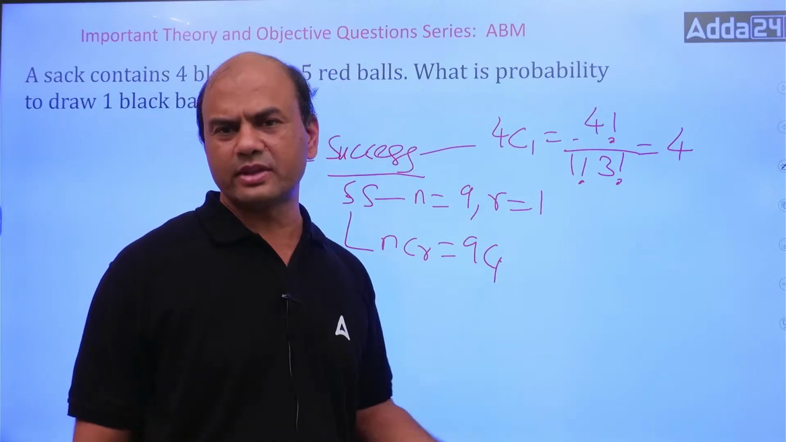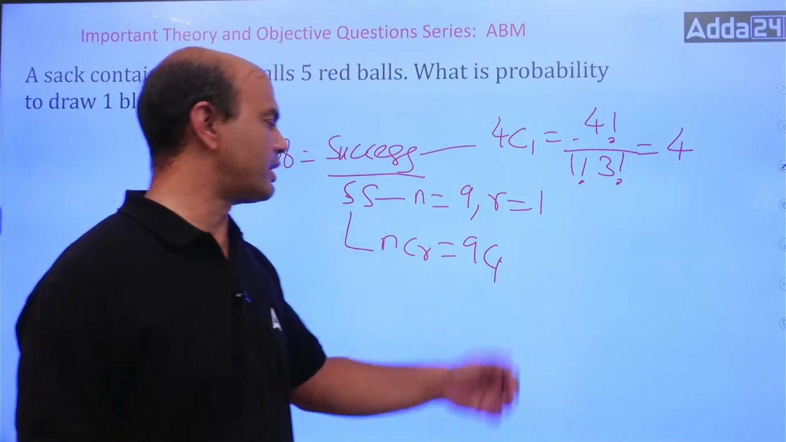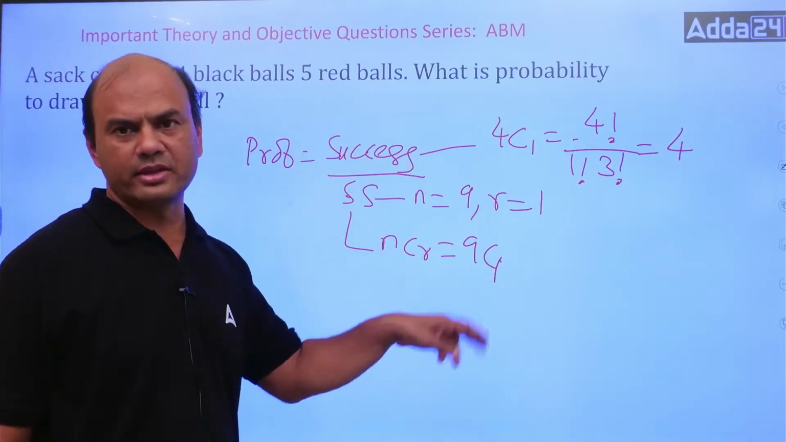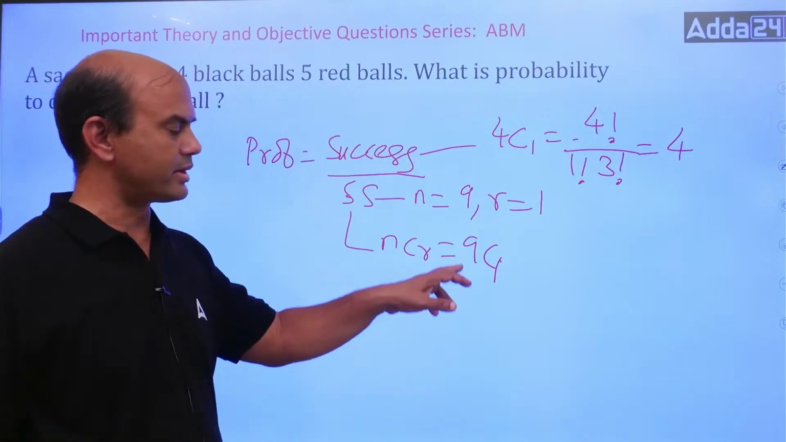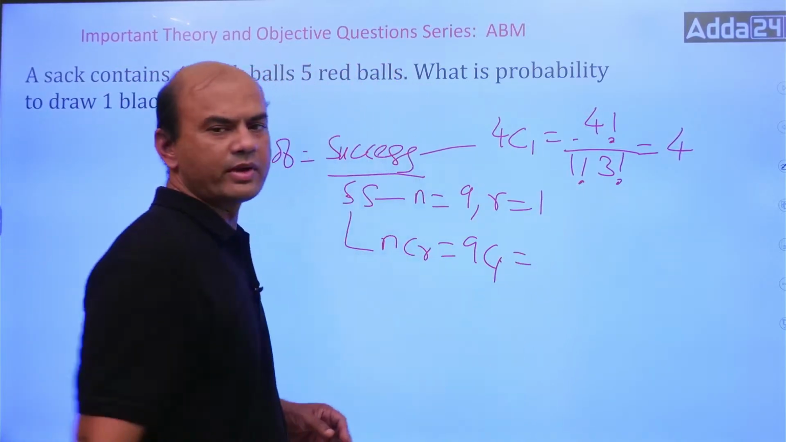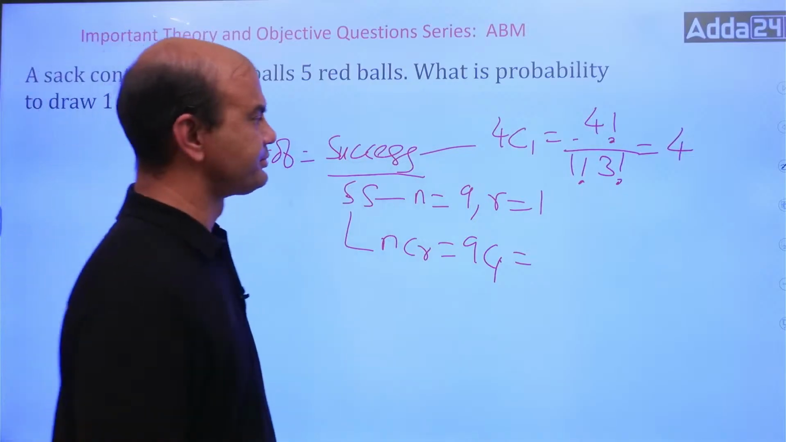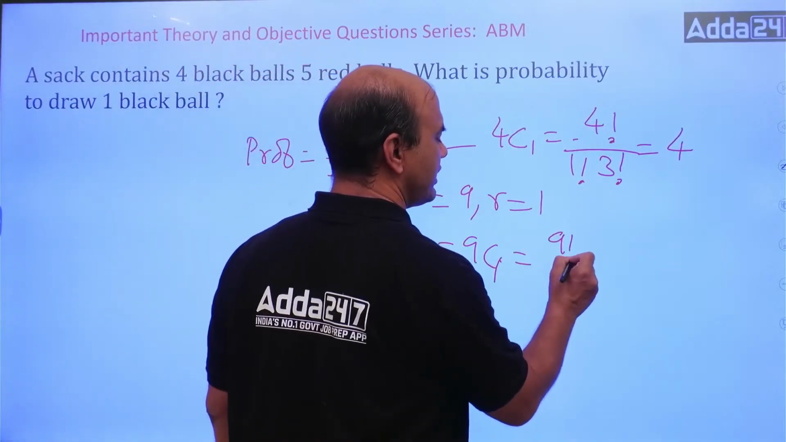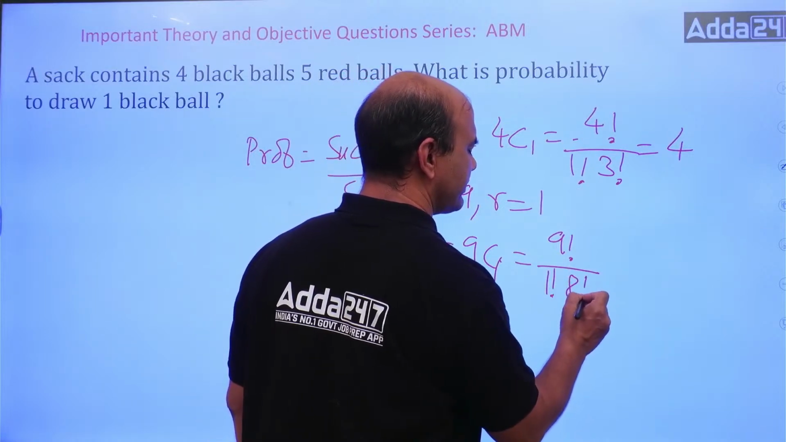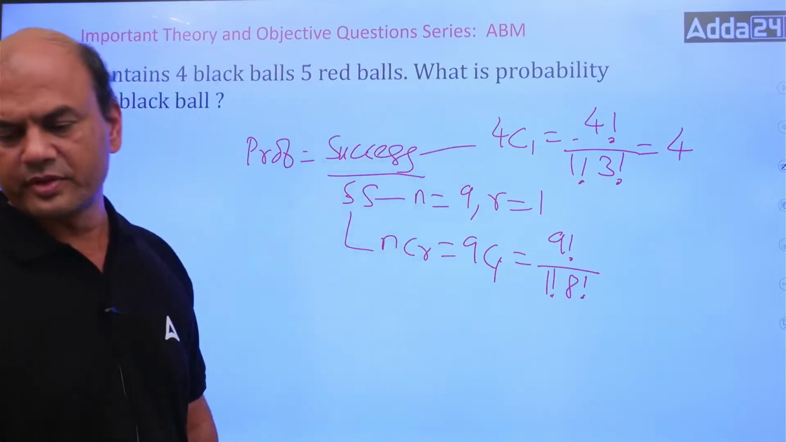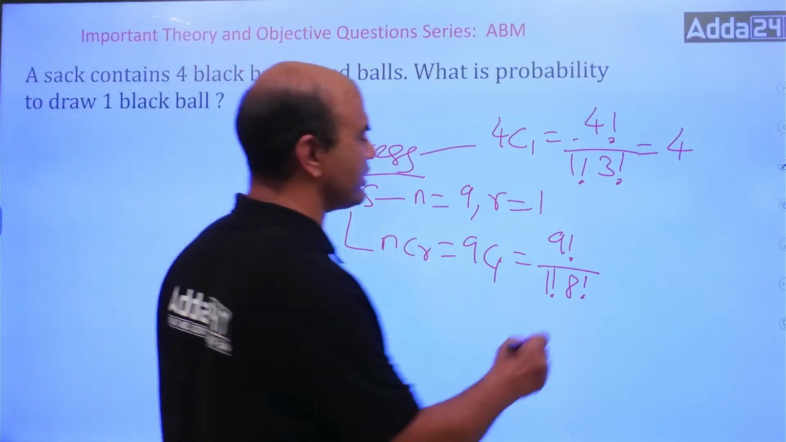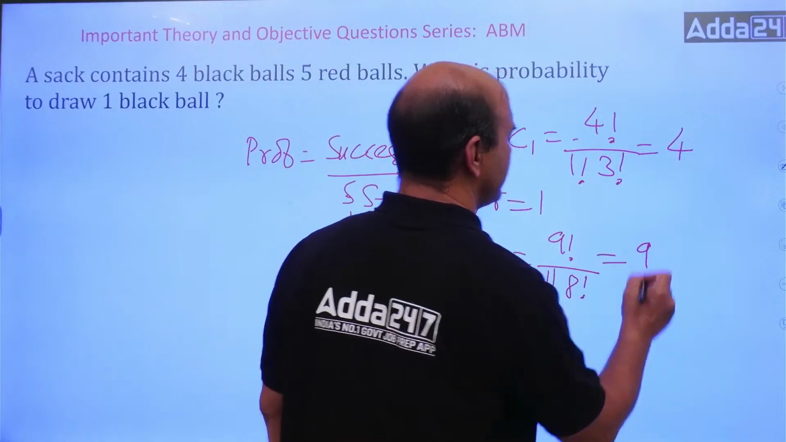1 factorial is 1. What about the denominator? 9C1. So kindly remember, whenever you have R as 1, your answer is always the upper number, 9. So here also, it is 9 factorial upon 1 factorial into 8 factorial. So that 8 factorial will get cancelled. So it is simply 9. Your answer is 9.